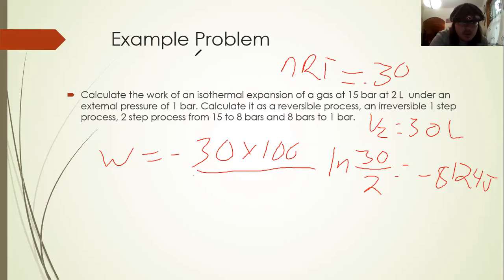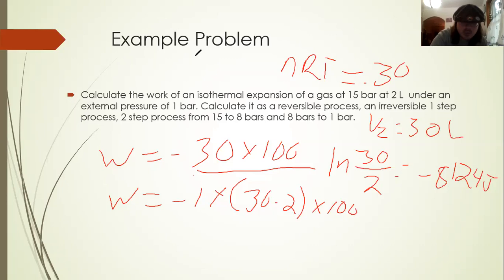Now, if I did this under a 1-step process, work of 1 step is equal to negative 1 bar times our change goes from 30 to 2. 30 minus 2, and we times by 100 to get this into joules. So 28 times 100, so, well, we lost a crap ton, so 2800 joules. That sucks.